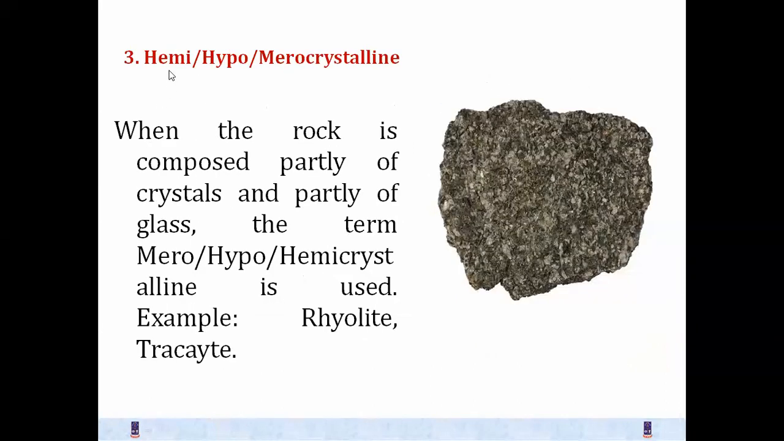So that rock or that texture is considered as hemicrystalline, hypocrystalline, or merocrystalline. You can remember any word. So here, what you see in this rock, some minerals are crystals, some minerals are glass. It is a combination of crystal and glass.